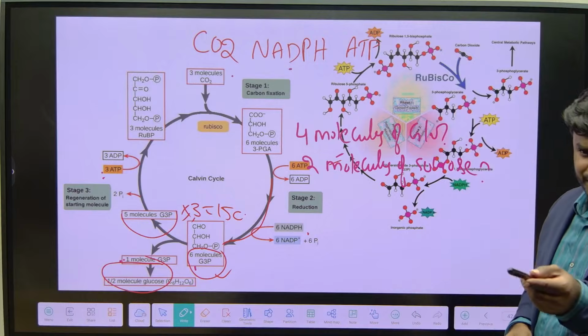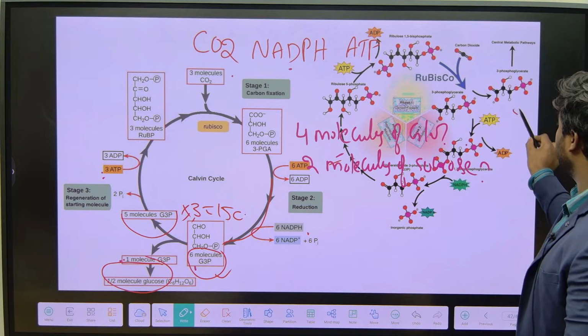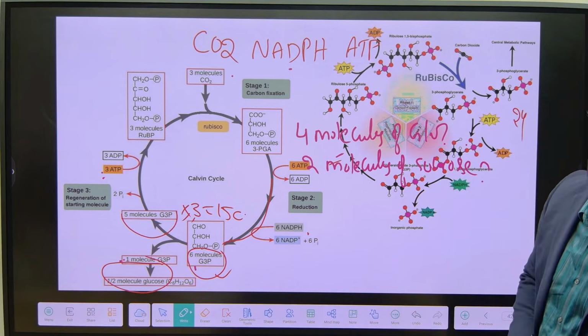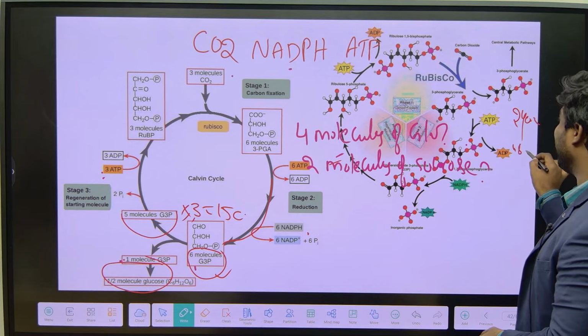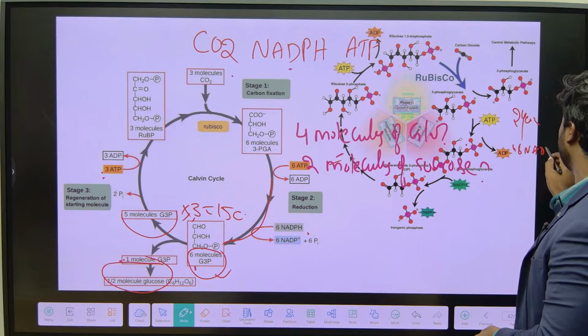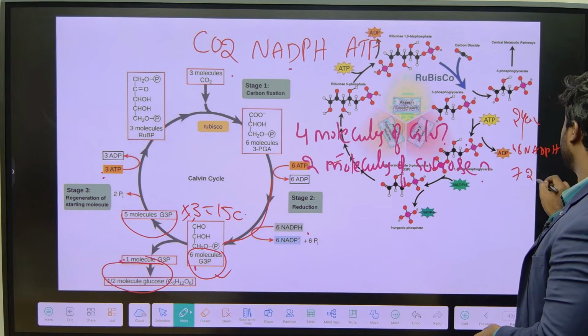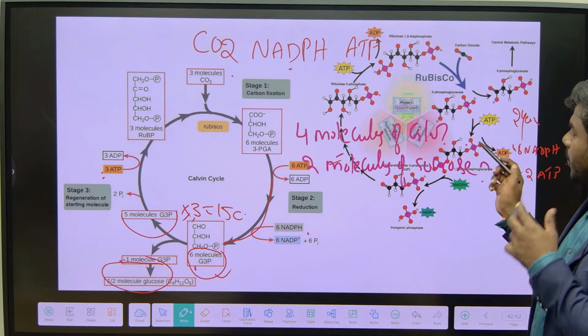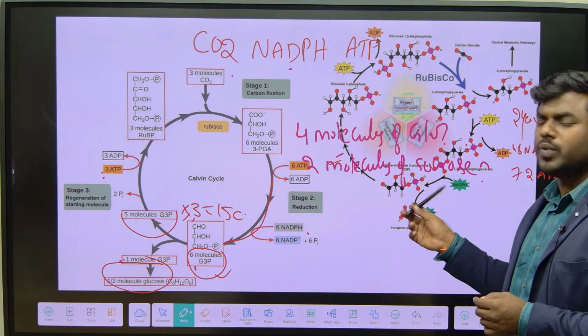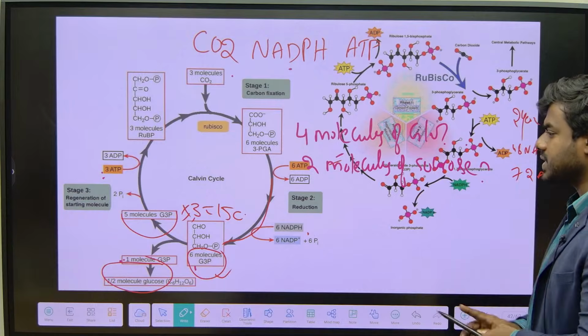How much? 24? Okay. 48, NADPH? This is for what? 4 molecules of glucose. And what about 2 molecules of sucrose? Which is the same. Okay.